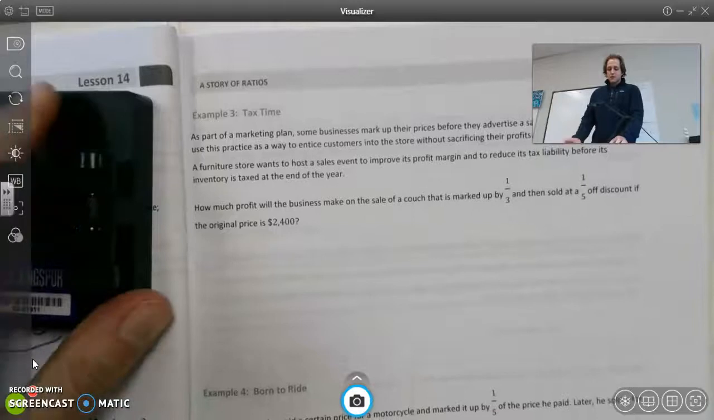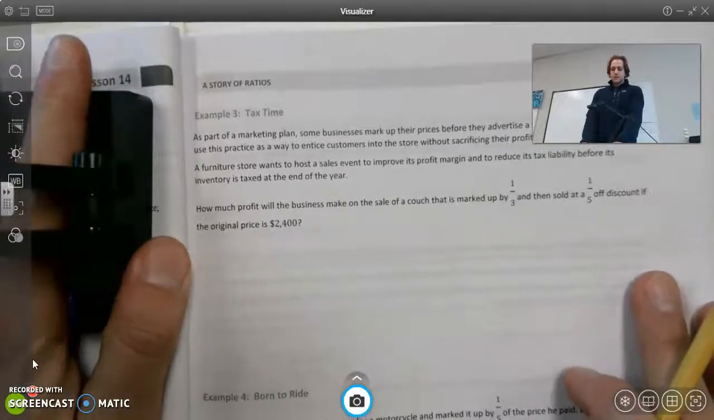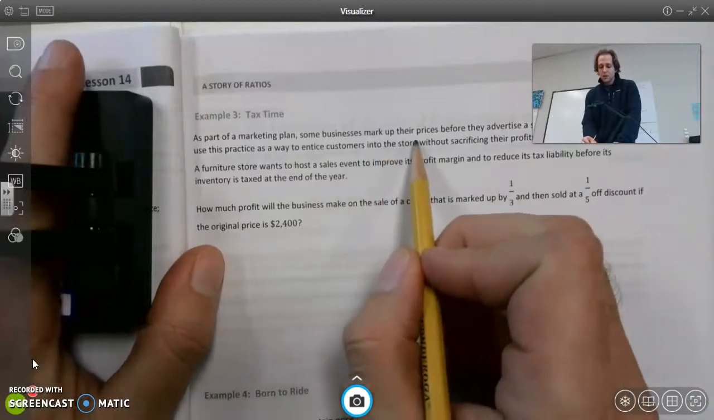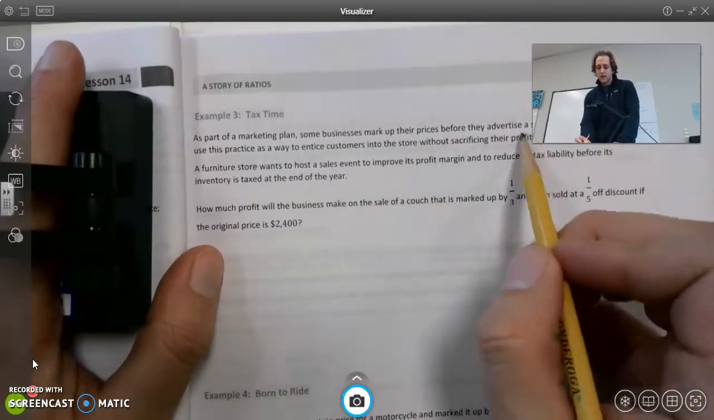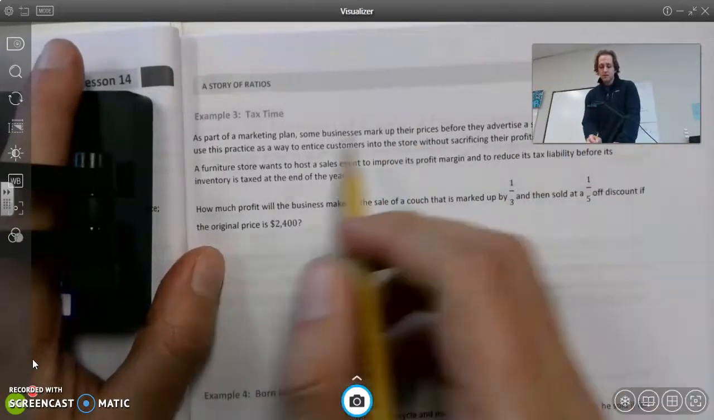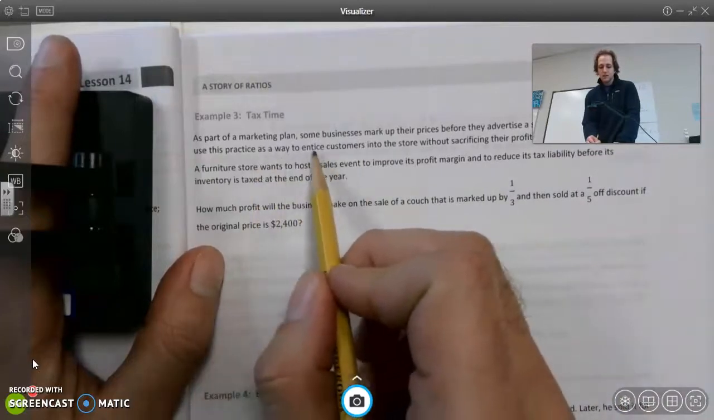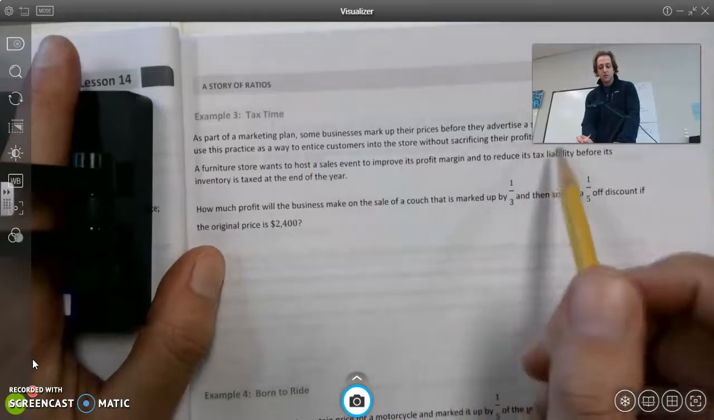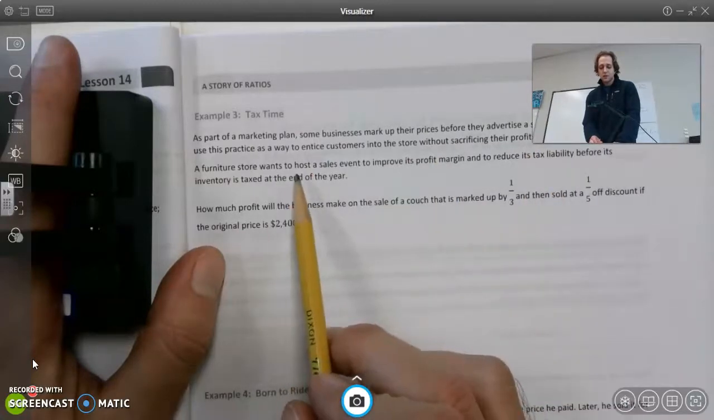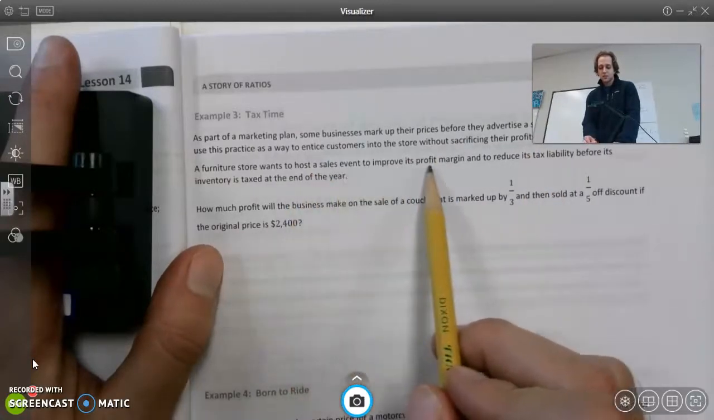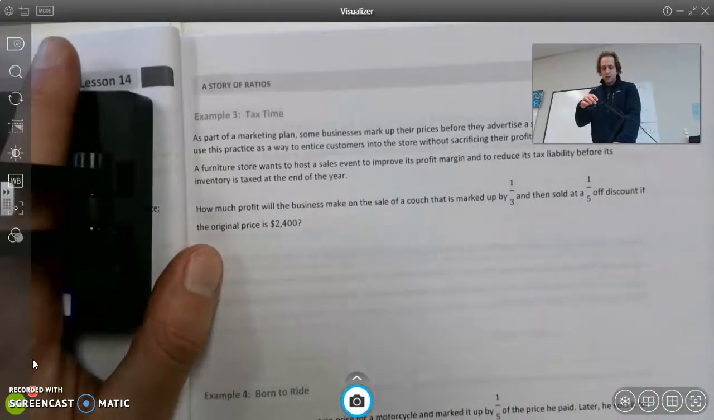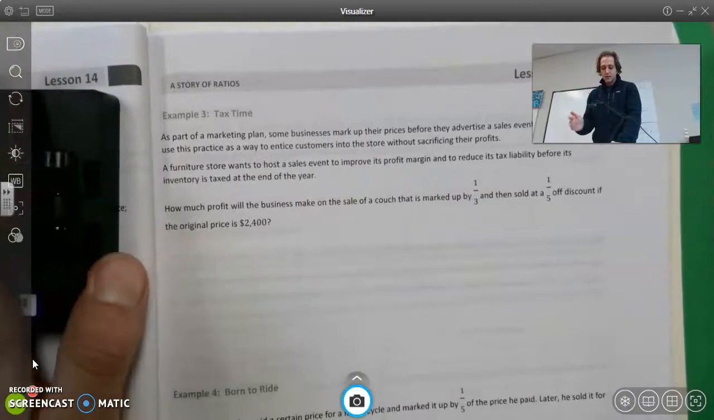Example 3. This one has a little extra to it. As a part of a marketing plan, a business plans to mark up their prices before they advertise a sales event. Some companies use this practice as a way to entice customers into the store without sacrificing their profits. A furniture store wants to host a sales event to improve its profit margin and reduce its tax liability before its inventory is taxed at the end of the year.